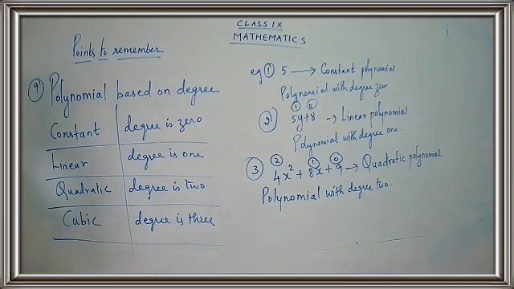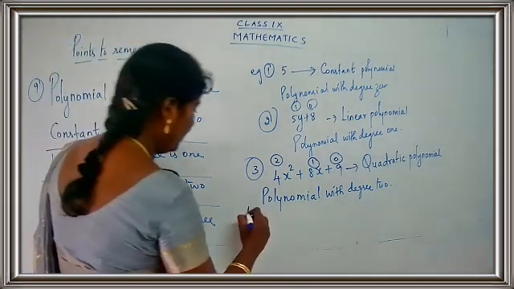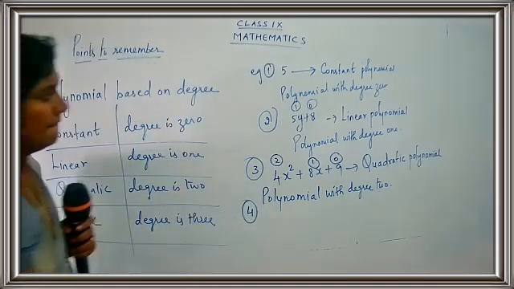So I have just given you one more example for quadratic polynomial. We have taken the third example as a quadratic polynomial. I hope you are clear with the quadratic polynomial. So if the highest power is 2, that means the degree is 2. So if the degree is 2, you have to call the polynomial a quadratic polynomial. Coming to the last one, cubic, I'll just take one more example.